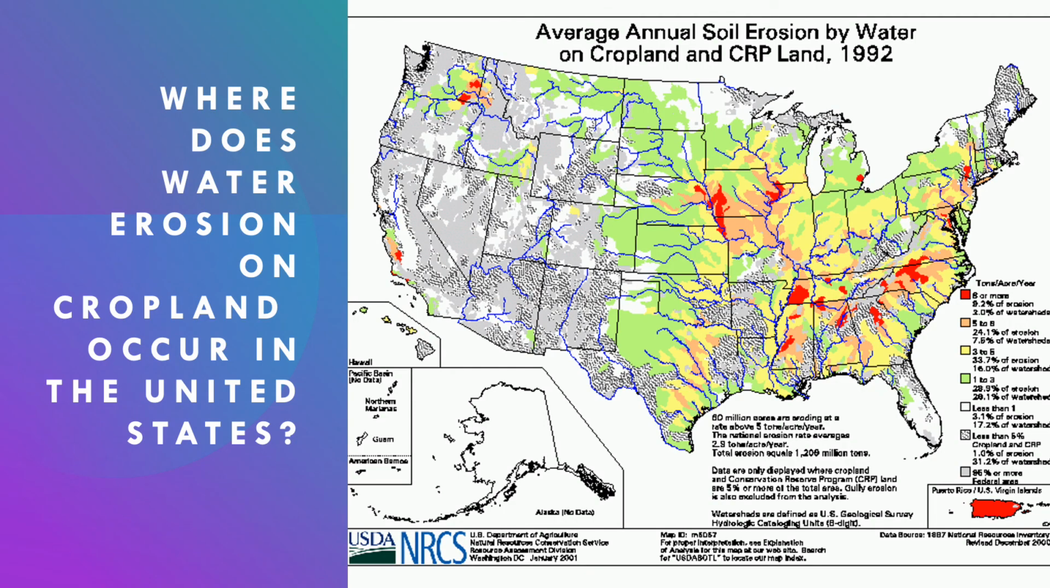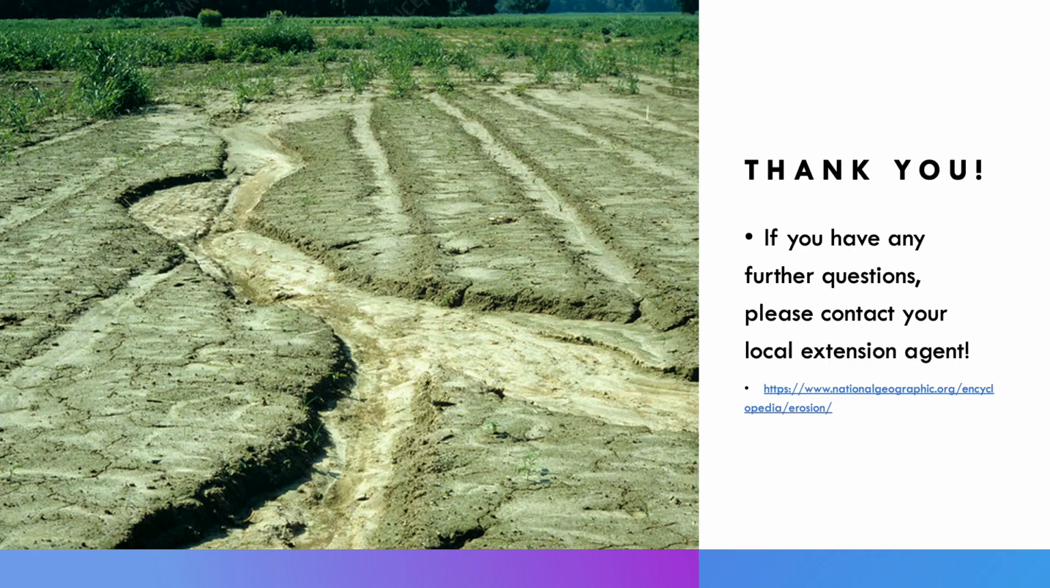So, where does water erosion on croplands occur in the United States? Here on our map, you can see that most of our water erosion in crop systems happens in the eastern and southern side of the United States. That is because more rainfall tends to occur here than compared to the western side of the United States.